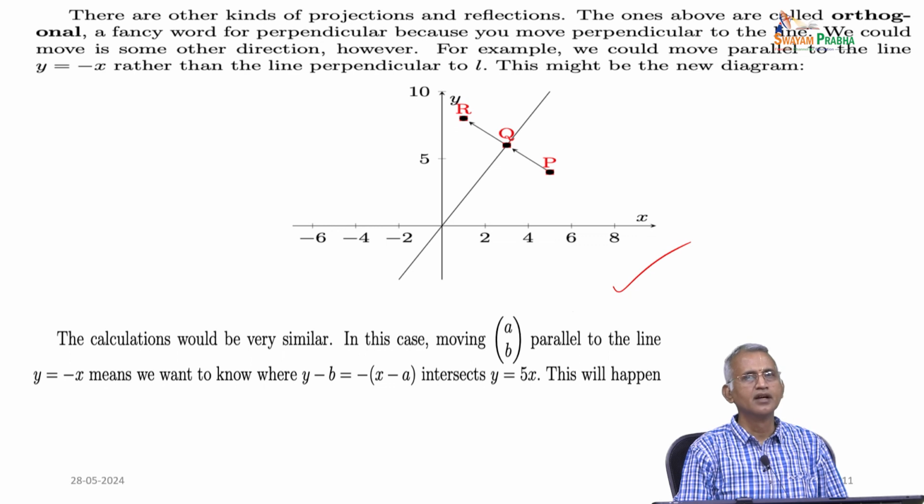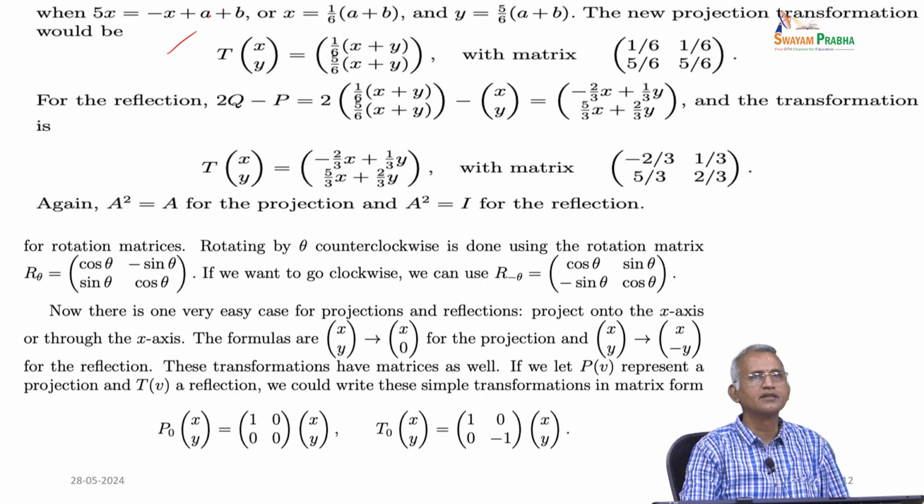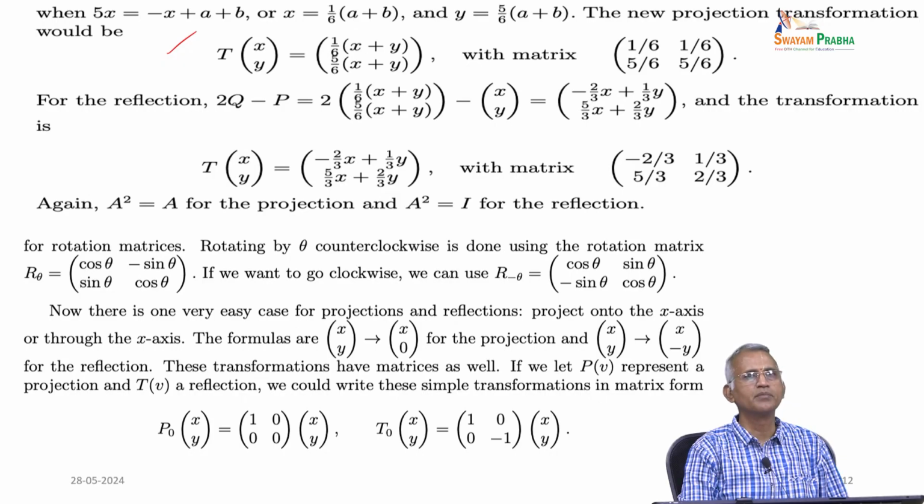In this case, moving (a, b) parallel to the line y equal to minus x means that we want to know where y minus b equal to minus of x minus a intersects y equal to phi x. So, this will happen when phi x equal to minus x plus a plus b, or x can be expressed as 1 by 6 into a plus b and y equal to 5 by 6 into a plus b.